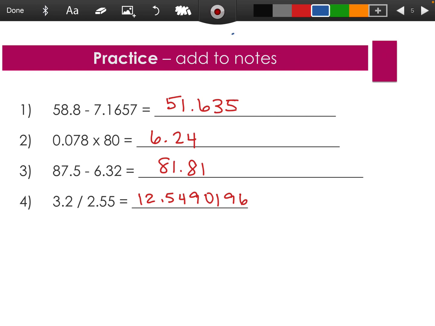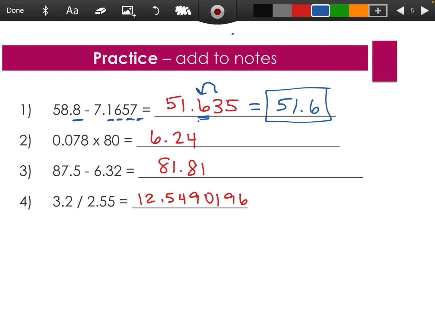Okay, I'm going to switch colors. The first one we're subtracting. When you subtract, you go by least number of decimal places. The first number has 1 decimal place. The second number has 4. So we're going to round this off to 1 decimal place. You always want to look at the next number to see if the 3 would cause the 6 to round up, which in this case it doesn't. So my final answer would be 51.6.